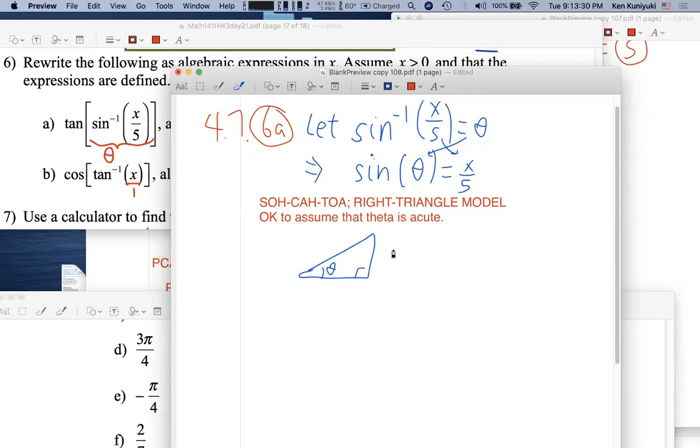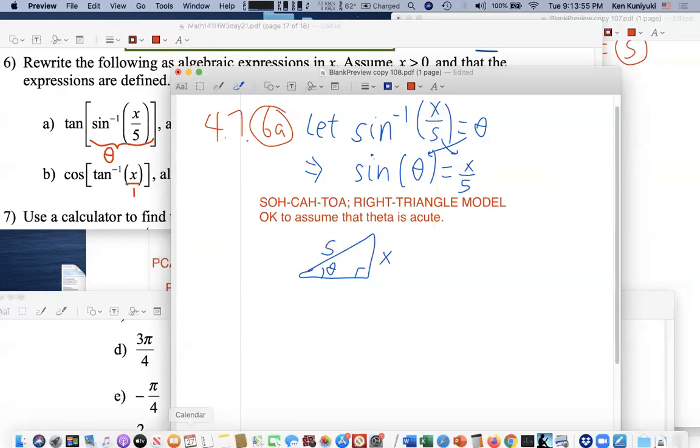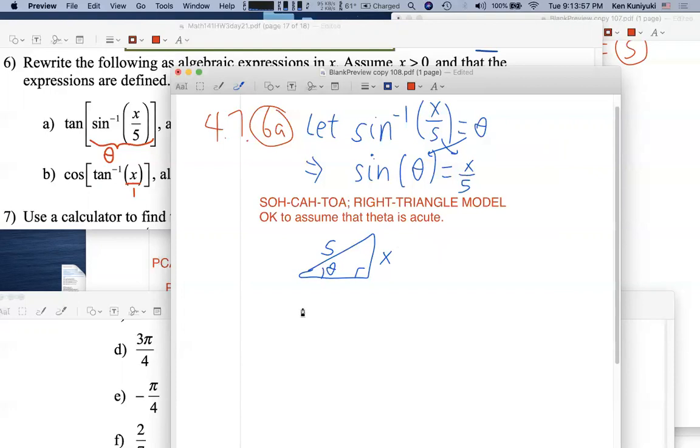Sine, so SOH, sine is opposite over hypotenuse. Let's put the x here and the 5 here. This is probably the simplest triangle for which that's true. Now, it's also true that you can put x over 5 here and 1 here, but I think that's going to lead to a harder expression. So although that's legal, I wouldn't recommend it. I think this is easier. X here, 5 here. SOHCAHTOA, sine of theta is x over 5.